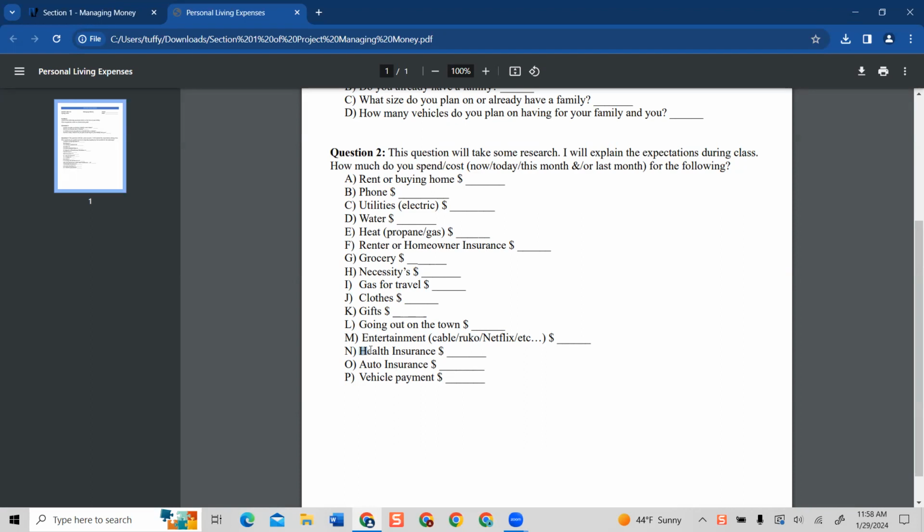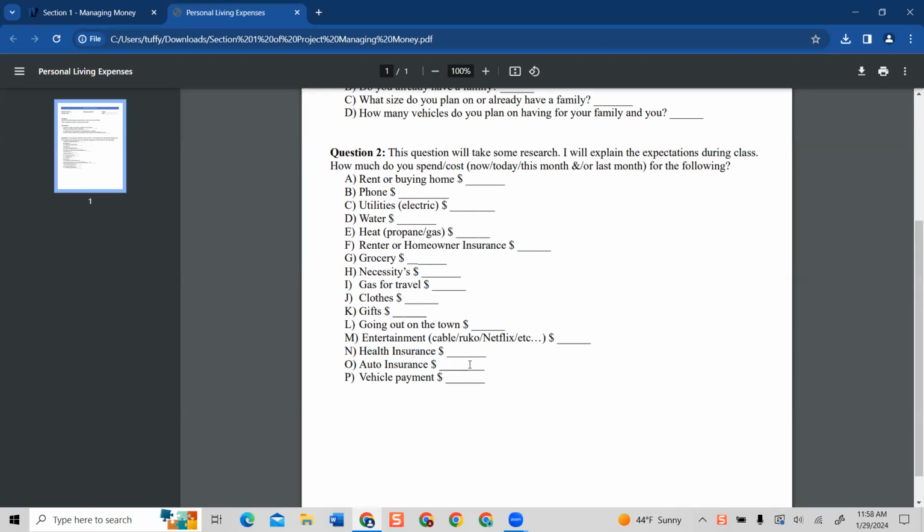Health insurance. So you need to figure out how much your health insurance is per month. If you are on your parents' plan, then reach out to them and ask, how much does it cost for my insurance per month? Not theirs, because this research is about you, not your parents or anybody else. This is letting you know how much you actually cost.